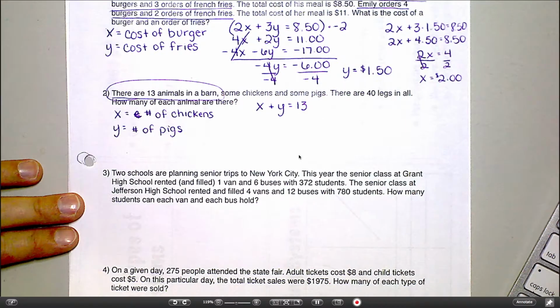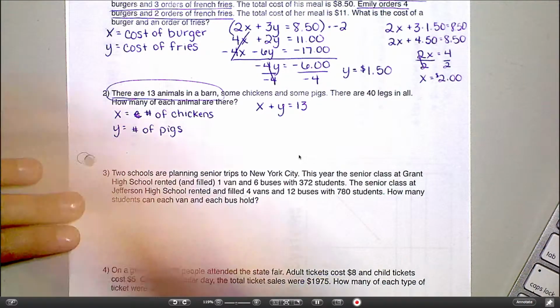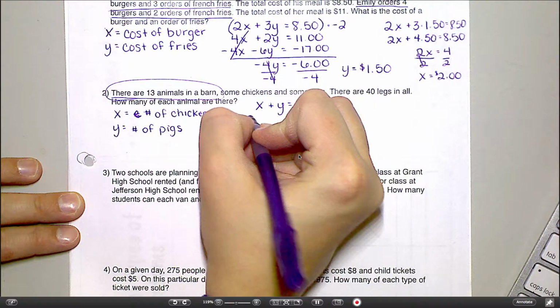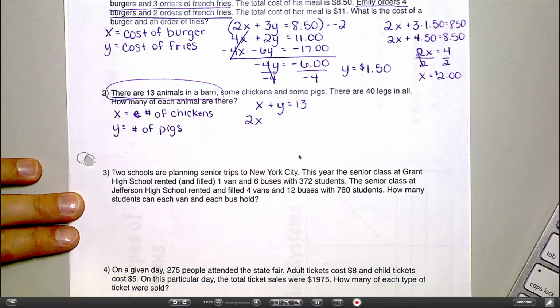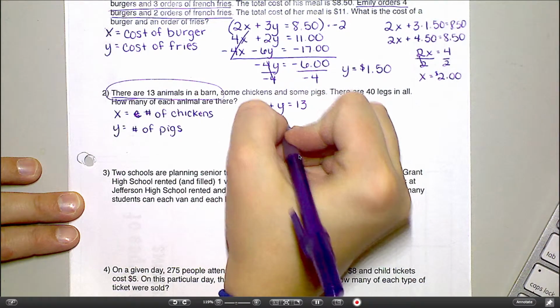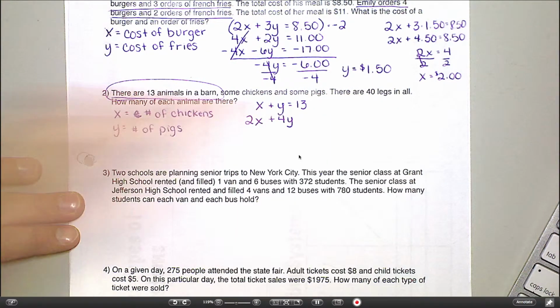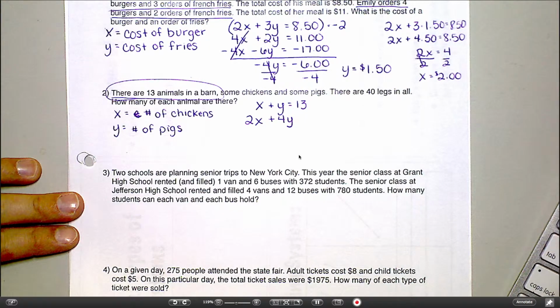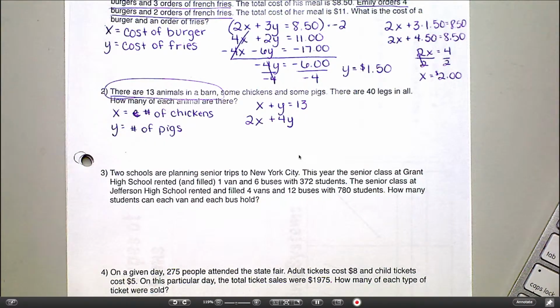Now I have to do something with the legs. These numbers are not given to you, but chickens only have 2 legs. How many legs does a chicken have? 2. So chickens are going to be multiplied by 2 because they have 2 legs apiece. Pigs have 4, usually. Unless they lost one, and now they have 3. Okay, well we're going to stick with 4. We're going to assume none of our animals are mutilated.